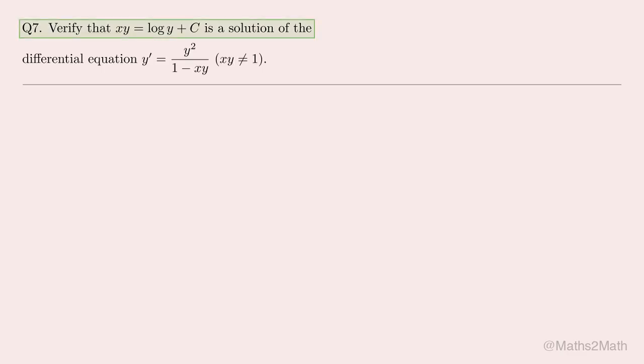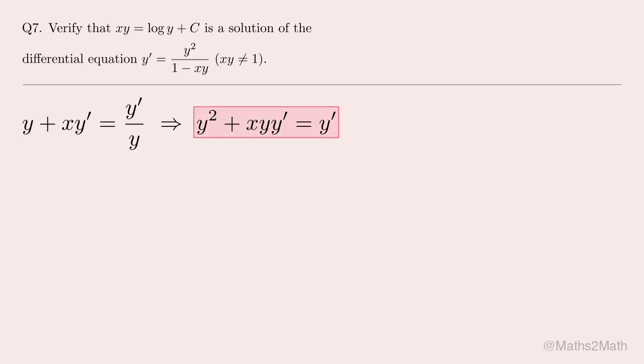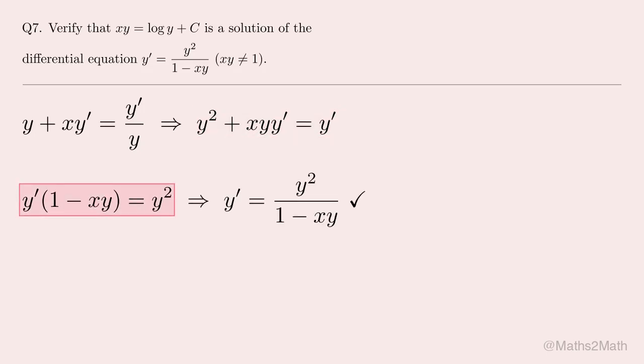Question 7. An implicit solution. Differentiate the relation as it stands. Differentiate as often as needed, substitute, and watch both sides agree. Product rule left, chain rule right. Collect y prime, exactly the claimed quotient.